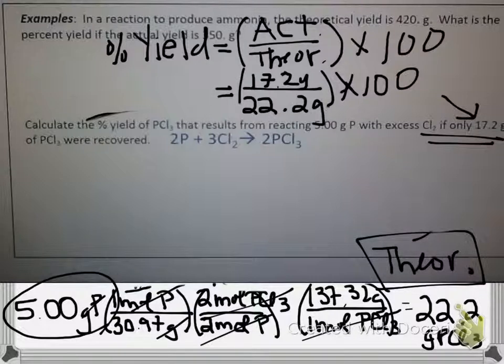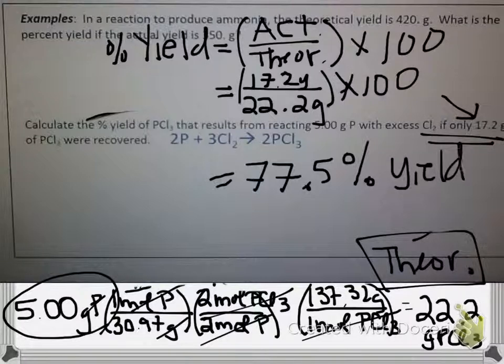So, let's calculate the percent yield now. The percent yield is always the actual divided by theoretical times 100. So we've got 17.2 divided by 22.2 equals, there's my ratio, multiply it times 100, you got the percent. It looks like it's going to be 3 significant figures, so I've got 77.5% yield. That's my efficiency of my reaction. So there's my percent yield.